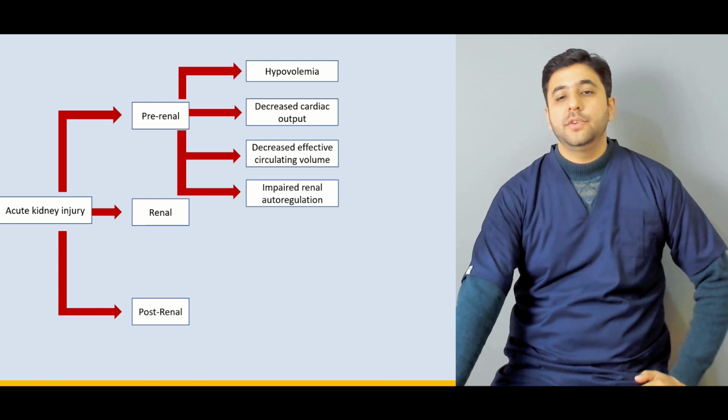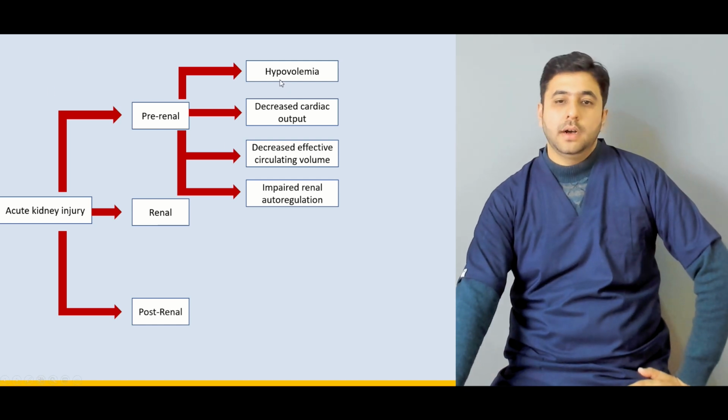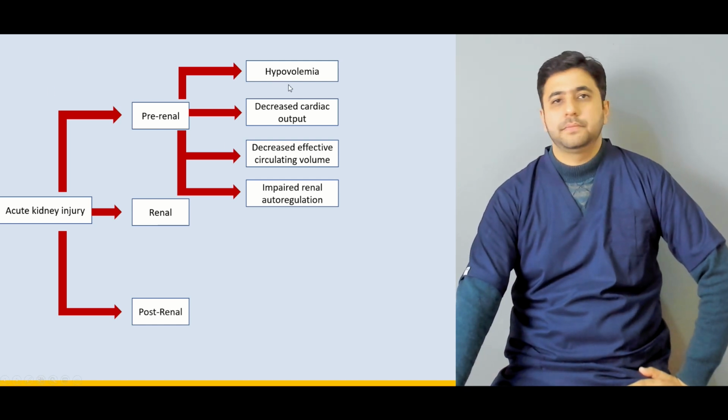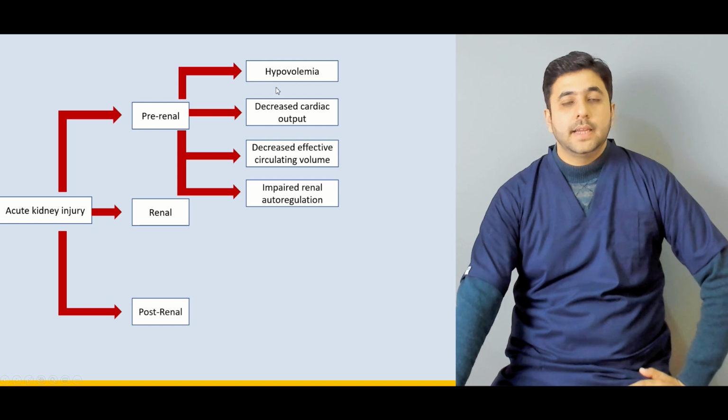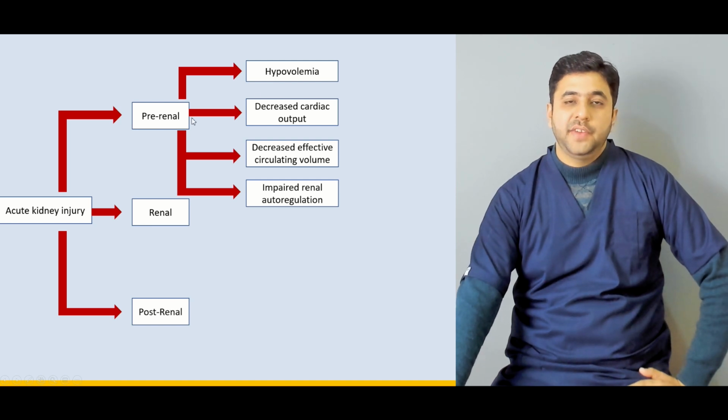So any kind of hypovolemia, what kind of hypovolemia is it? It can be a hemorrhage or diarrhea or dehydration occurring acutely. This can lead to prerenal failure or acute prerenal azotemia.